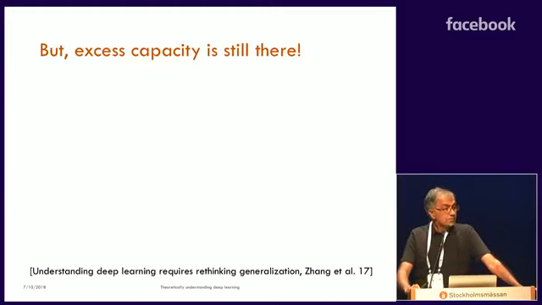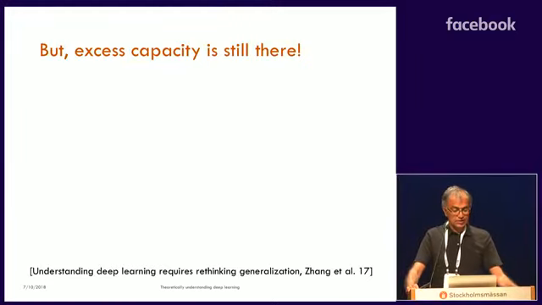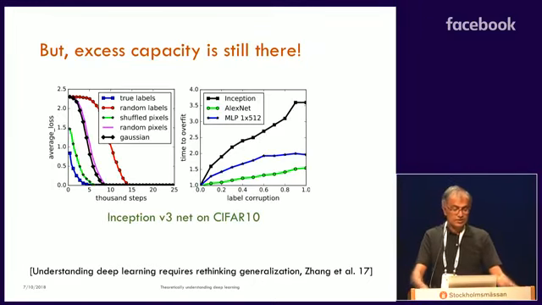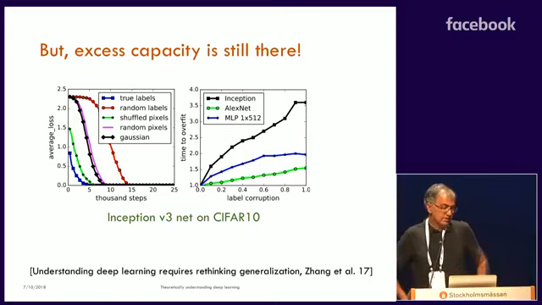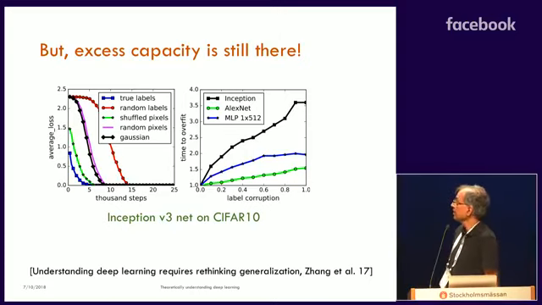Okay, but there was a striking experiment last year reported in this paper by Zhang et al., which shows that the excess capacity is actually still there. It was a very neat experiment. Probably, I don't know if anybody else had done it before that, but they did it very exhaustively. So this experiment is taking an Inception V3 net, which is a fairly large net, on CIFAR10. This curve over here is just a true training curve. Pretty soon the training error goes down to 0, actually. Okay, you're using pretty large nets.